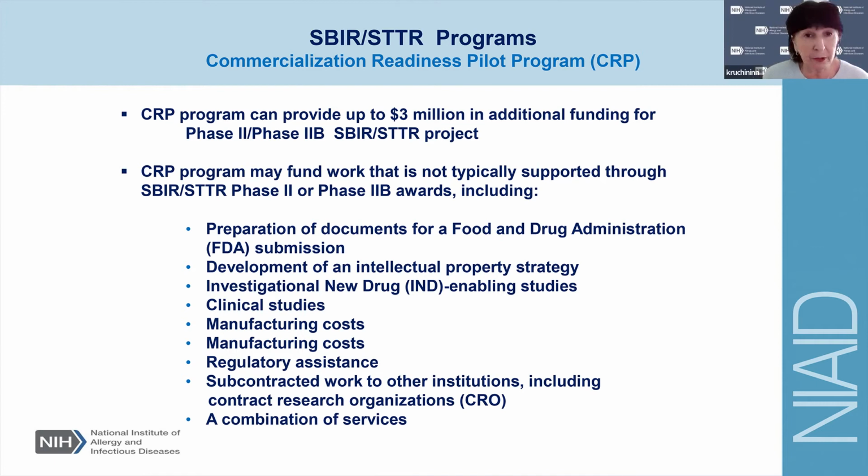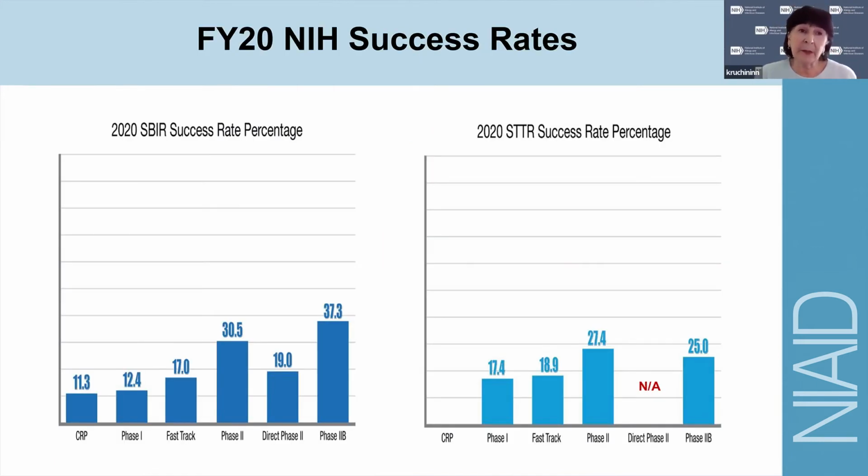Again, a very interesting program. On this slide, I put some success rates for your information. Before COVID, normally phase 1 was about 20%, phase 2 about 40%, and fast track maybe 25%. Unfortunately, with COVID, overall NIH success rates went down. I'm not going to spend more time on it, but you can see on the slide success rates for SBIR, for STTR, phase 1, phase 2, fast track, and direct to phase 2. And again, direct to phase 2 does not apply to STTR.